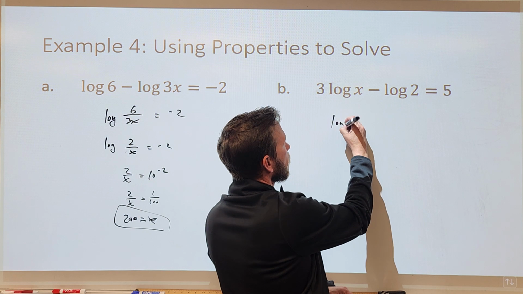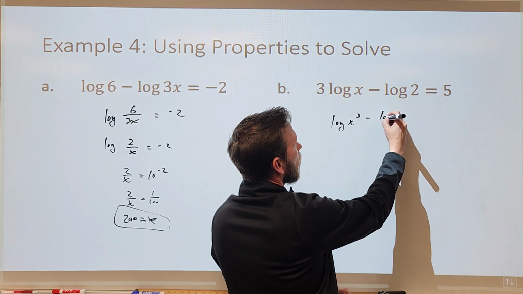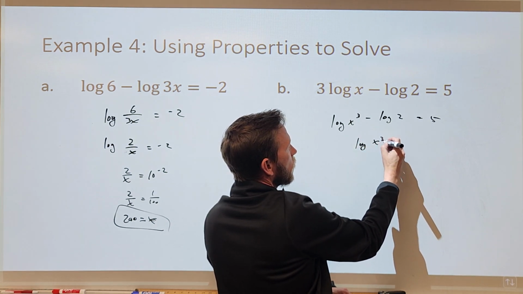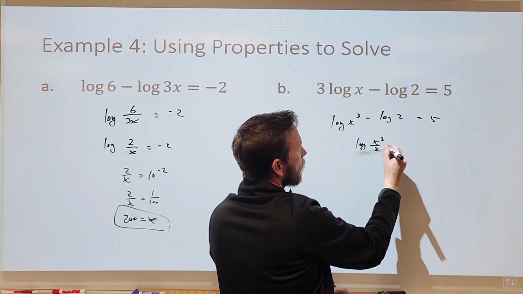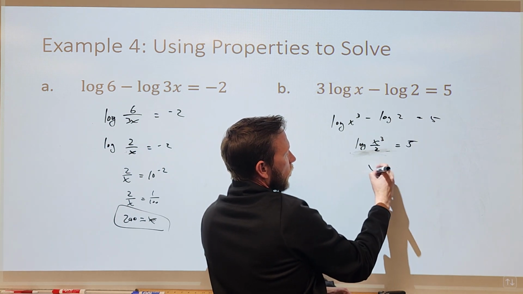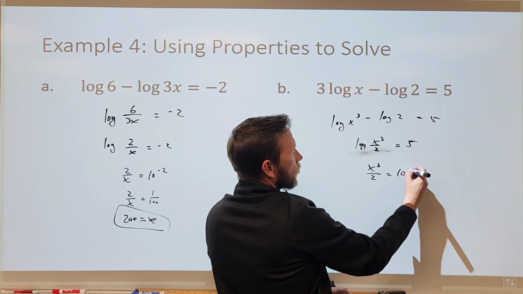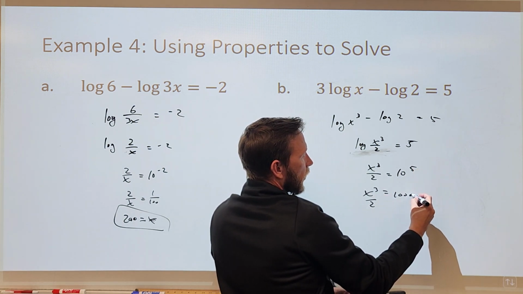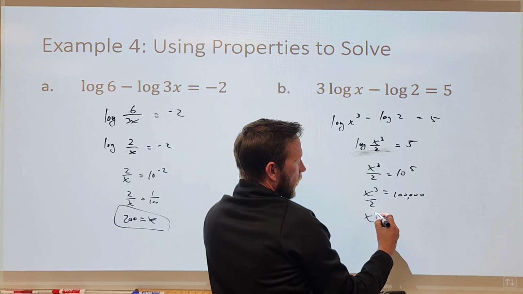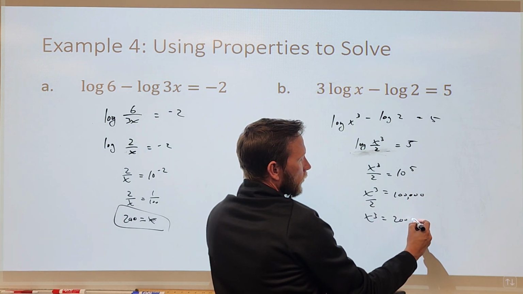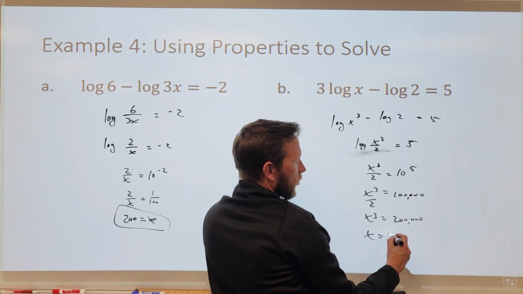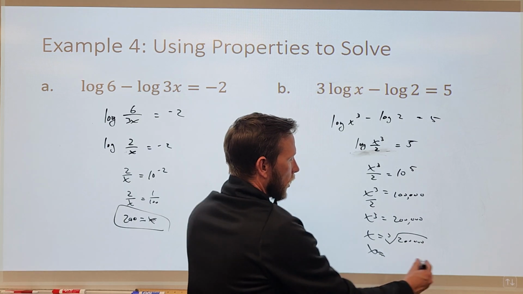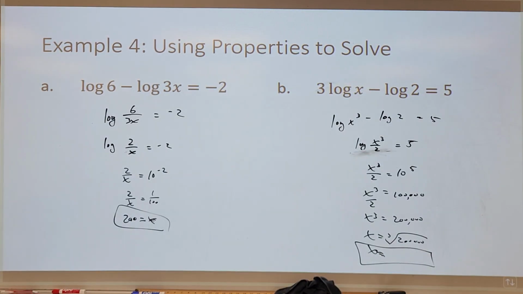Over here, let's try to combine these. This is the log of x cubed minus the log of 2 equals 5, which means I have the log of x cubed over 2 is equal to 5. And so that means x cubed over 2 is equal to 10 to the 5th. And so x cubed over 2 is equal to 100,000. x cubed is equal to 200,000. And then x is going to be the cube root of 200,000, which is approximately equal to, and then you can type that in your calculator.